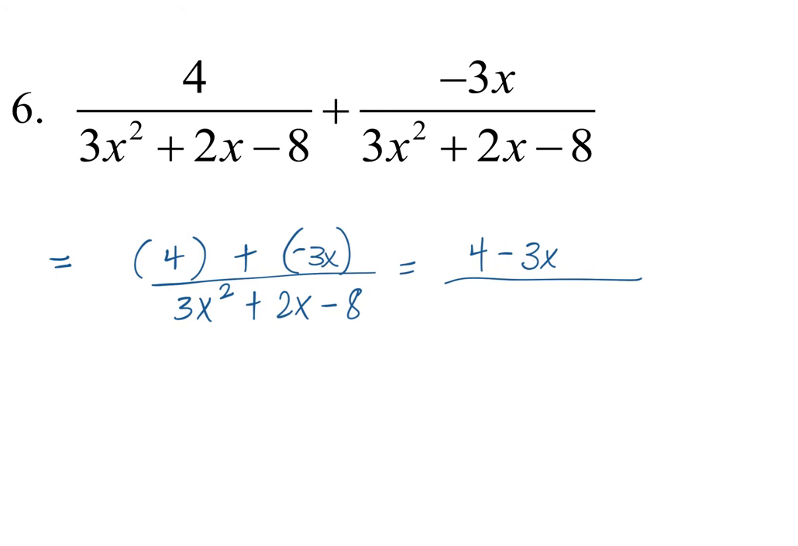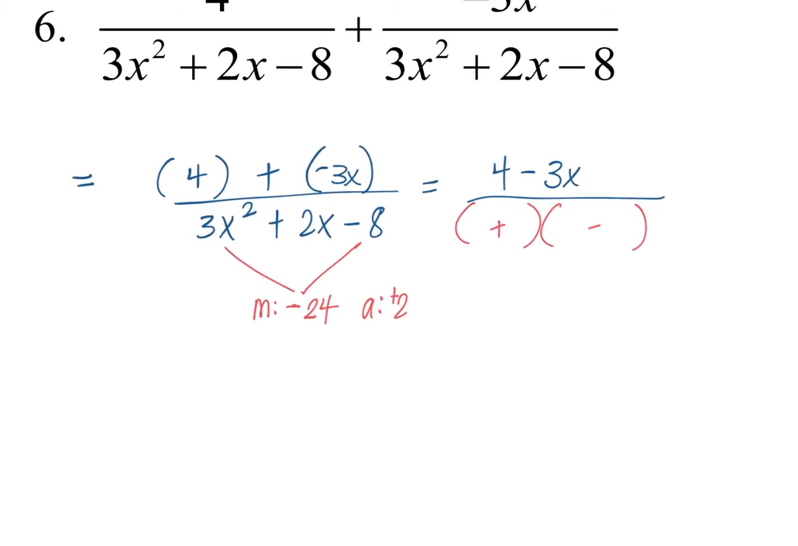But I can say what multiplies to give me negative 24, but adds to give me positive 2. If you're multiplying to get a negative, your signs are different. If you're adding to get a positive, your larger number will be positive and the smaller negative. So what I'm going to do, let's see, 6 and 4, 6 would be positive, 4 would be negative.